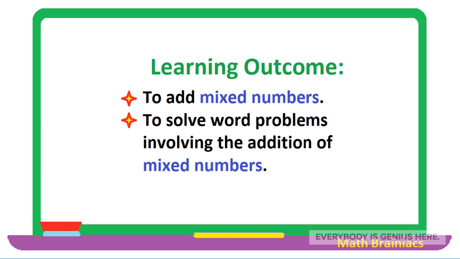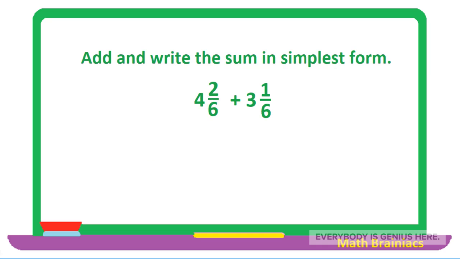We are going to learn today how to add mixed numbers. And we are going to learn today how to solve word problems involving the addition of mixed numbers. Let us work on this example so that you will be guided. Add and write the sum in simplest form. 4 and 2 over 6 plus 3 and 1 over 6.